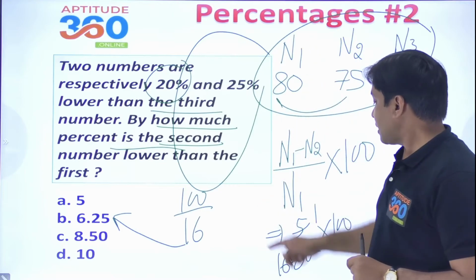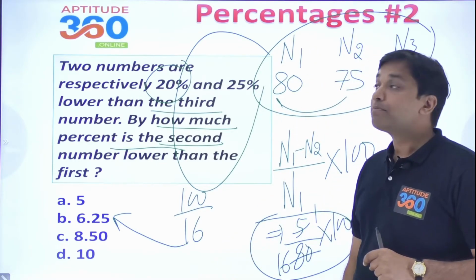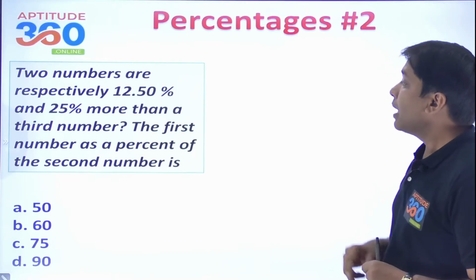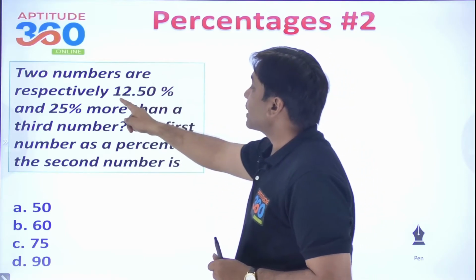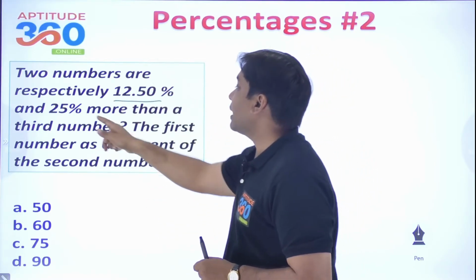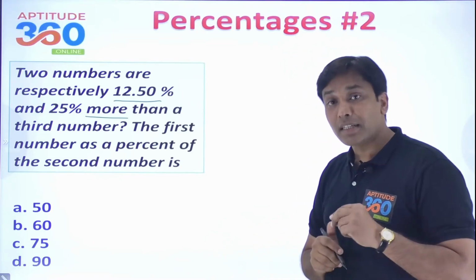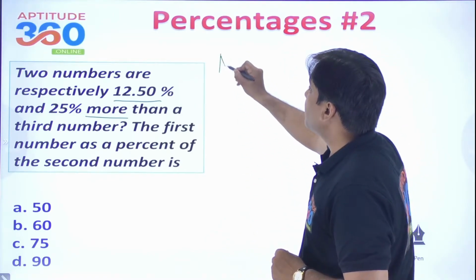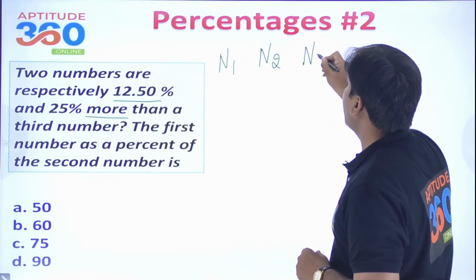तो if I will have to write, probably the only step that I will be writing in the examination is this, right? चलो, if you understand this, let us solve this one. Two numbers are respectively this percent and this. Now they are more than the third number. The first number as a percentage of the second number. So you have got three numbers, n1 and n2 and then n3.